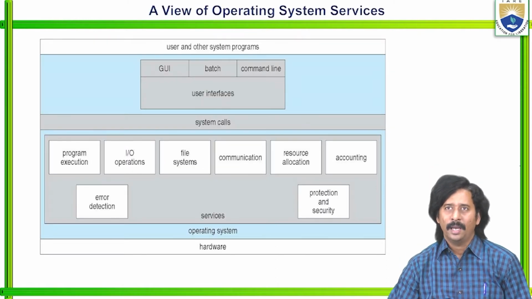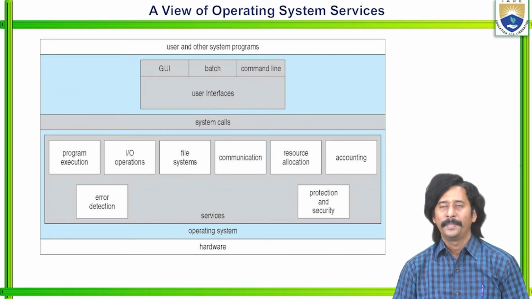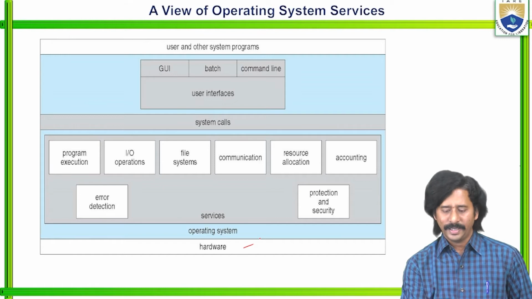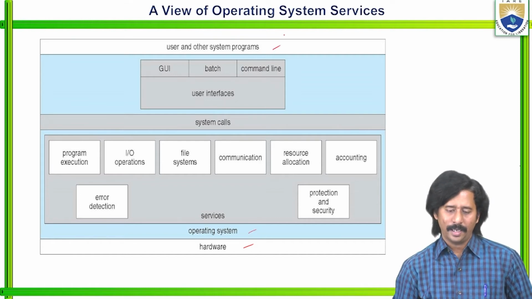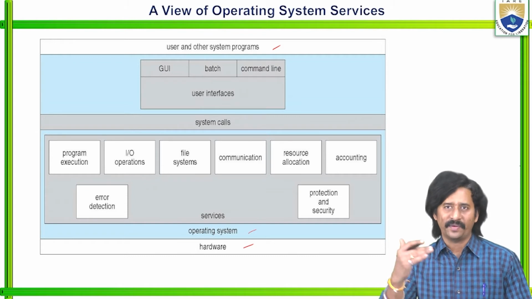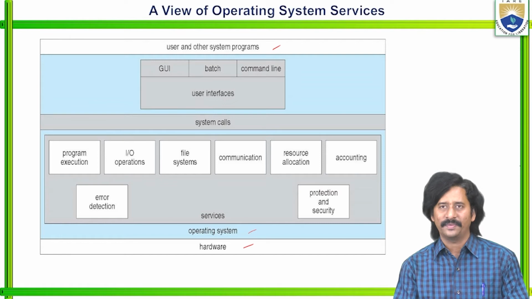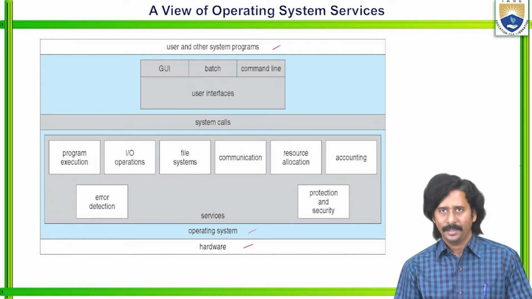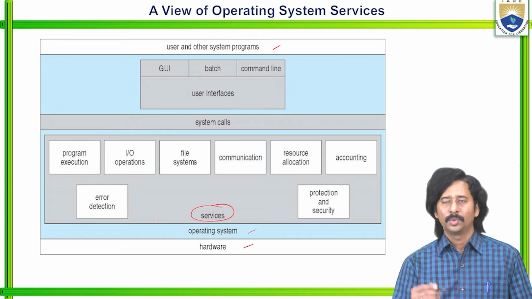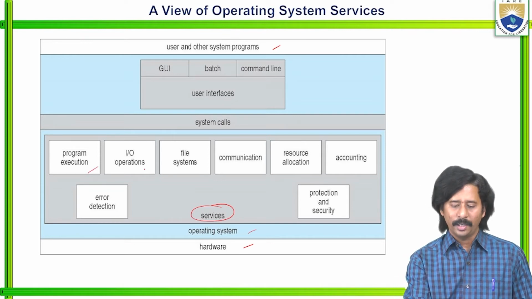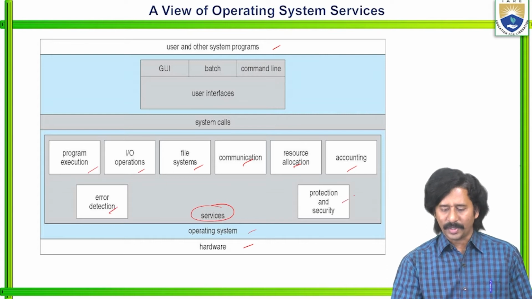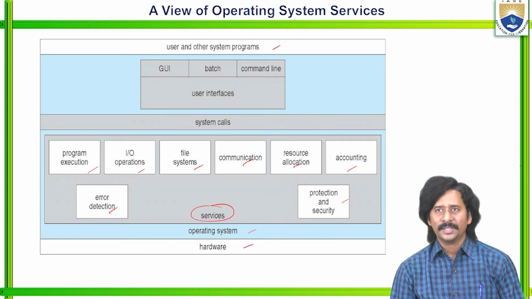We can call this the operating system services within a single pictorial representation. Here, the bottom level layer is the hardware, then the operating system, then users and other system programs. First of all, the definition must match: the operating system acts as an interface between the user and the system hardware. That satisfies this pictorial representation. Then the services provided by the operating system are program execution, input output operations, file systems, communication, resource allocation, accounting, error detection, protection and security.